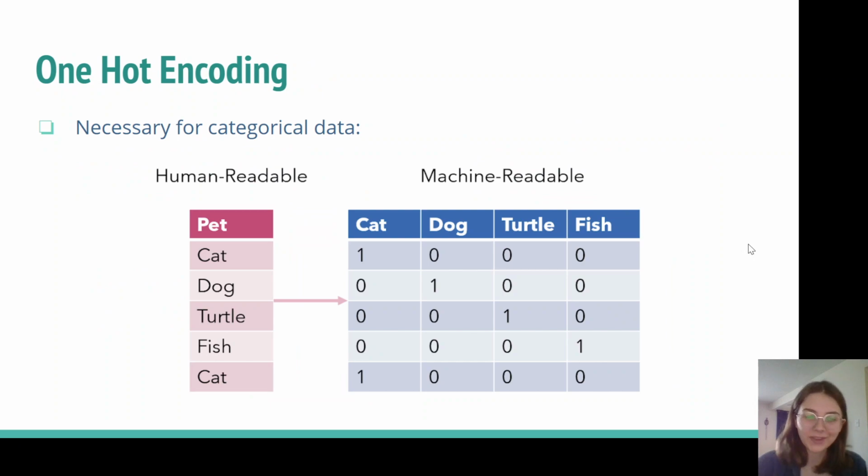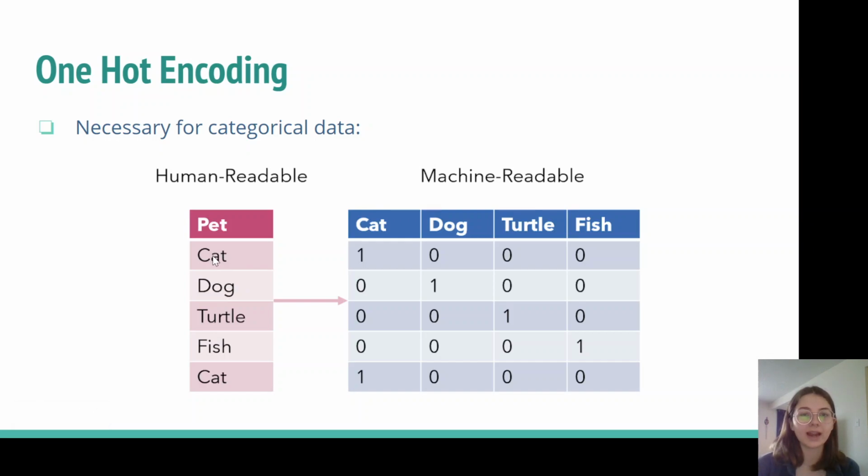Okay, something else that we may want to talk about is one-hot encoding. Often we have categorical variables, and these are very, very common, especially in health data. But unfortunately, the machine doesn't know how to interpret these. The machine wants numbers. We can give it numbers by doing this one-hot encoding. So say we have one column called pet. This is a string column.